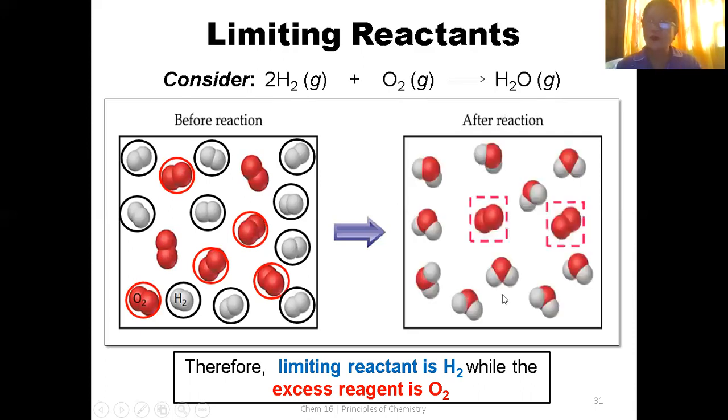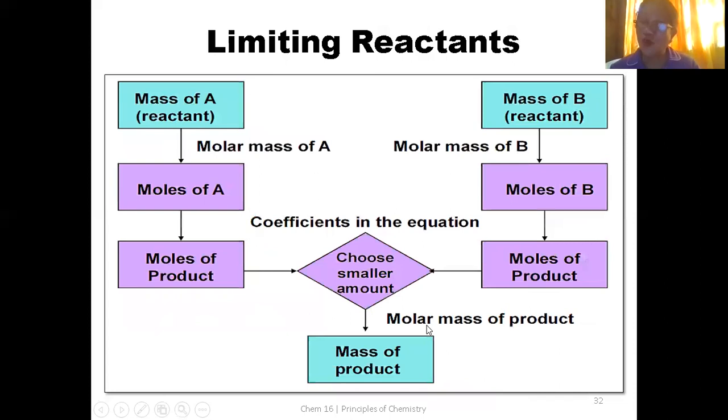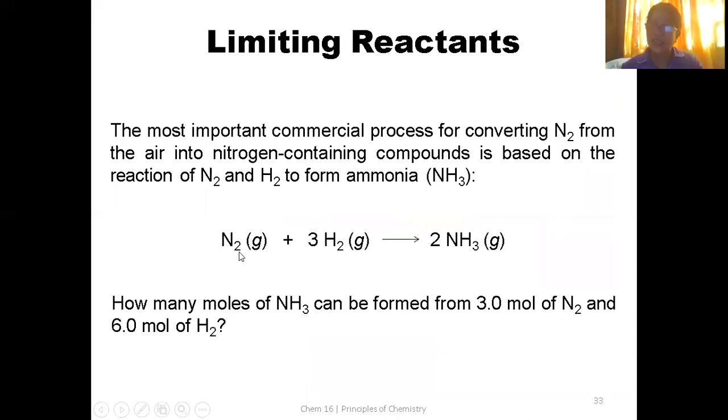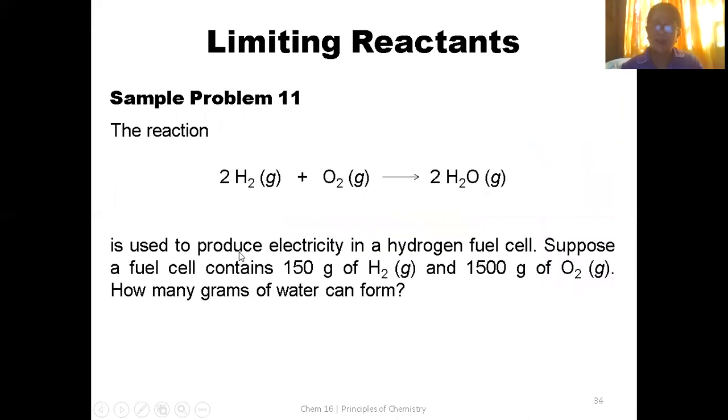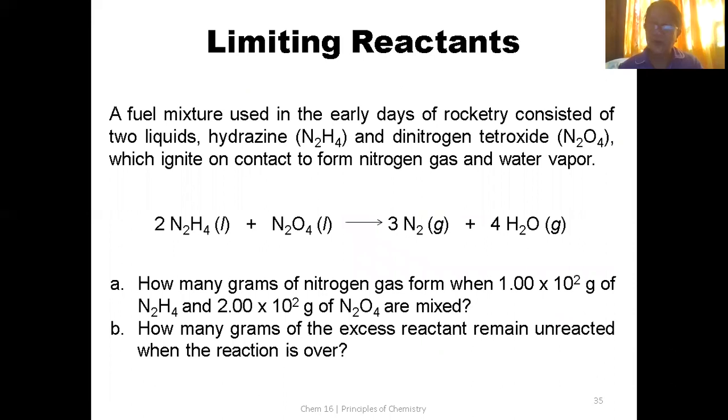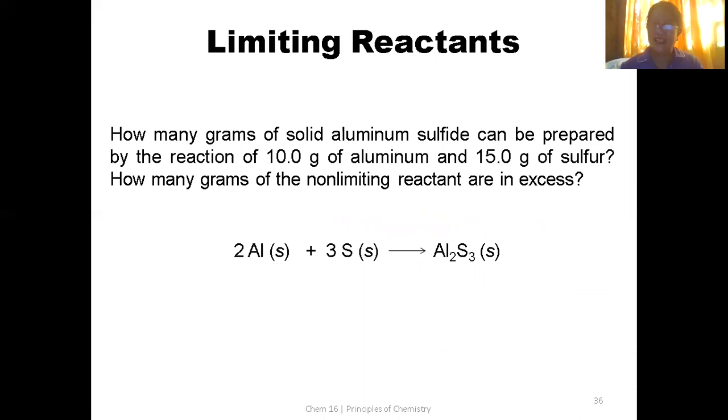Then you look at which is larger. The larger one is the excess. Using mass B in the reactant, if it gives the larger amount, it is the excess reactant. The smaller one is the limiting reactant. That is how it is done. So here is an example. Again, there is no solution, so do not worry, I will have a solution for this.